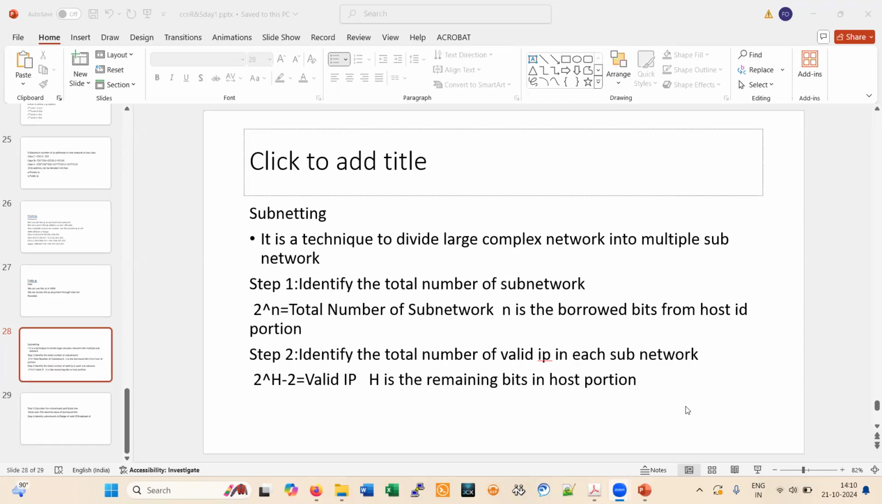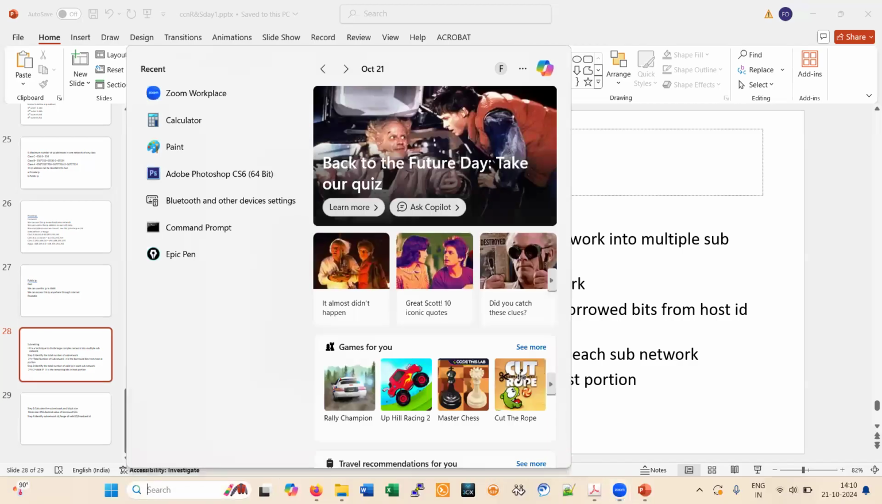Today, I want to show you how to do subnetting. Last class, last video, we already discussed IP addressing, right? So today we're going to discuss subnetting. Let me start that. Subnetting is a technique to divide a large complex network into multiple subnetworks. Okay, so I'll show you some examples.